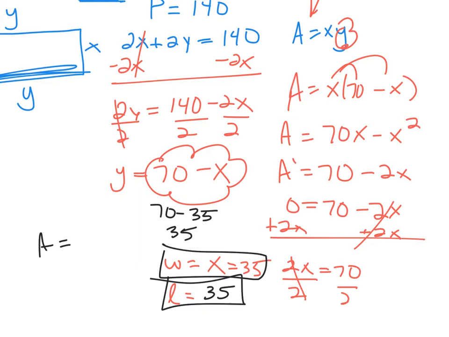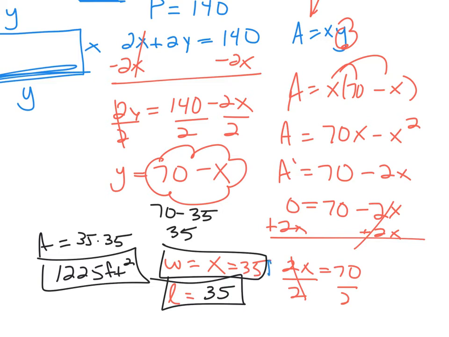So the area of this thing, basically just multiply your dimensions, 35 times 35, and that gets you 1225 feet squared. And another tidbit, I should have probably labeled these feet. So let me just put that in there.